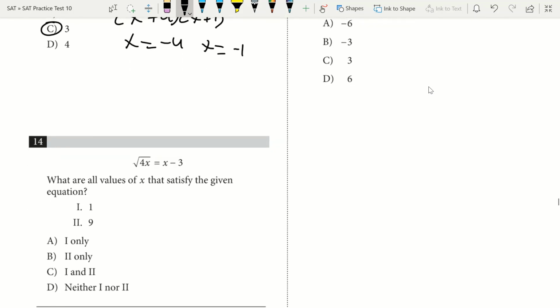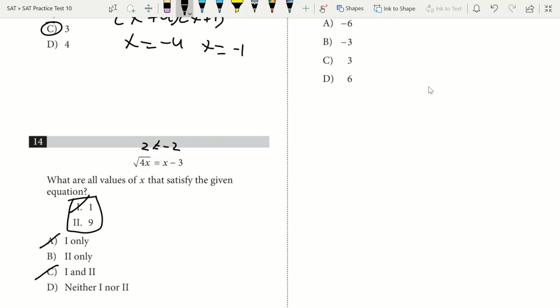Question 14. What are all values of x that satisfy the given equation? I only have 2 here, so I'm going to plug them in because that's going to be faster than finding them. So I'm going to go ahead and use 1. So I have 4 times 1 and square rooted. That's going to be square root of 4, which is 2. Now, does 2 equal 1 minus 3? It does not, because 1 minus 3 is negative 2. Those don't equal. Therefore, 1 is not a solution. I can get rid of anything with 1.